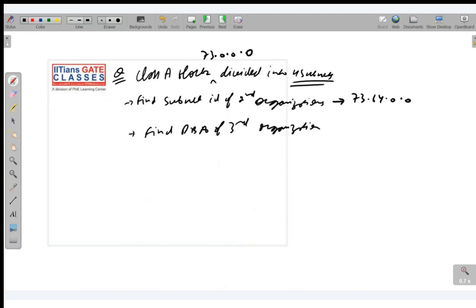Okay, yes, good. So we have to find the subnet ID of the second organization and the DBA of the third organization. So the third organization will start from which IP address? 000110. Are you getting it now? 000110. 10 means 128. Now they want the DBA, the direct broadcast address. That means the last address of the third organization. So what will be the last address of the third organization? Please tell me.